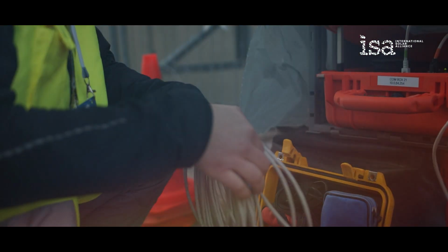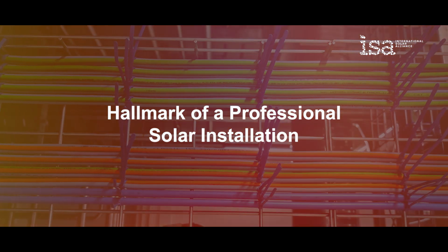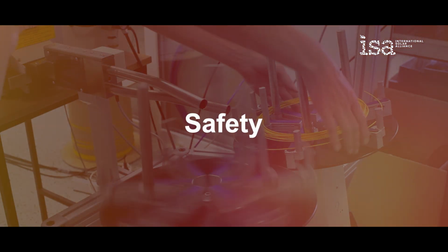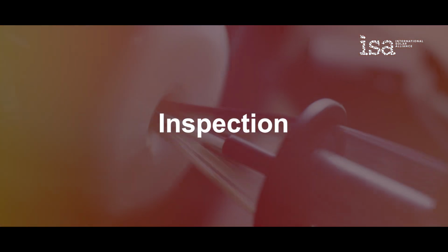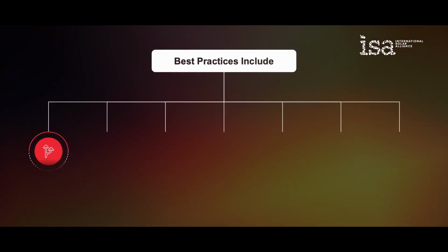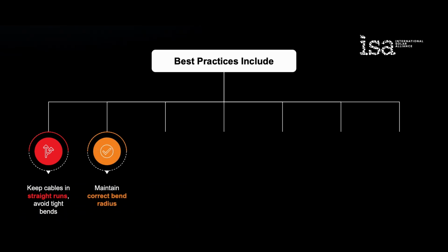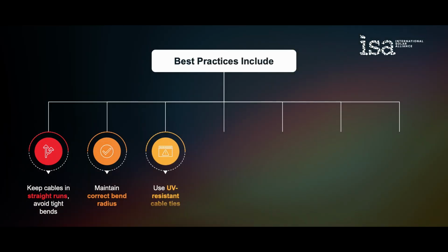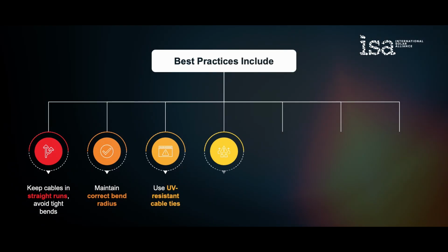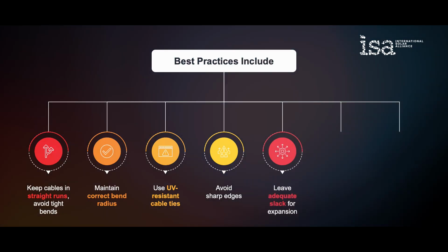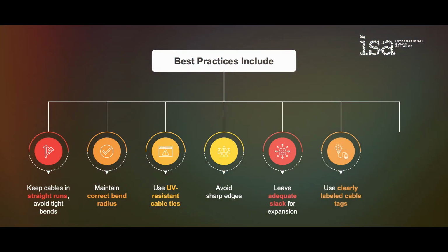Good cable dressing is a hallmark of a professional solar installation. It improves safety, heat dissipation, inspection, maintenance, plant aesthetics. Best practices include keep cables in straight runs, avoid tight bends, maintain correct bend radius. Use UV-resistant cable ties. Avoid sharp edges. Leave adequate slack for expansion. Use clearly labeled cable tags.